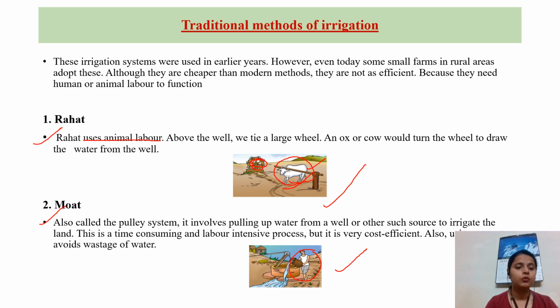And the next one is Moat, also called the pulley system. It involves pulling up of water from a well or other such sources to irrigate the land. This is a time consuming and labor intensive process, but it is very cost efficient, and also it reduces the wastage of water.